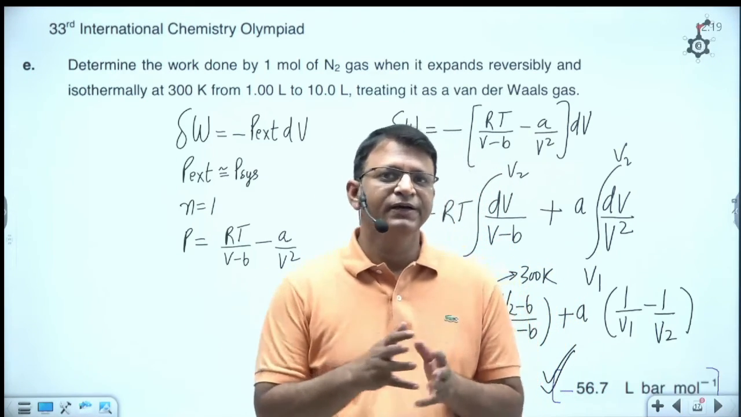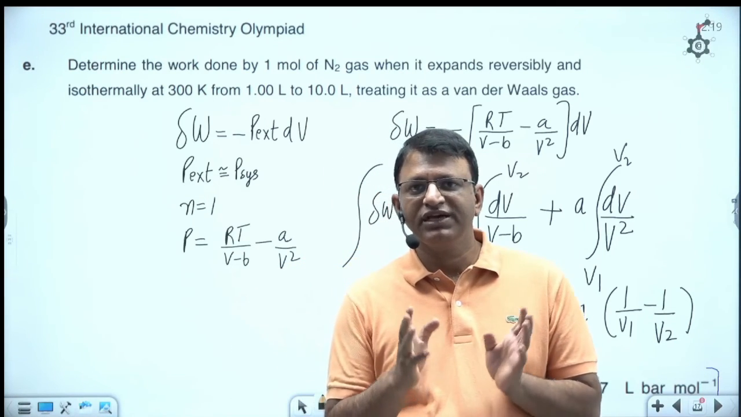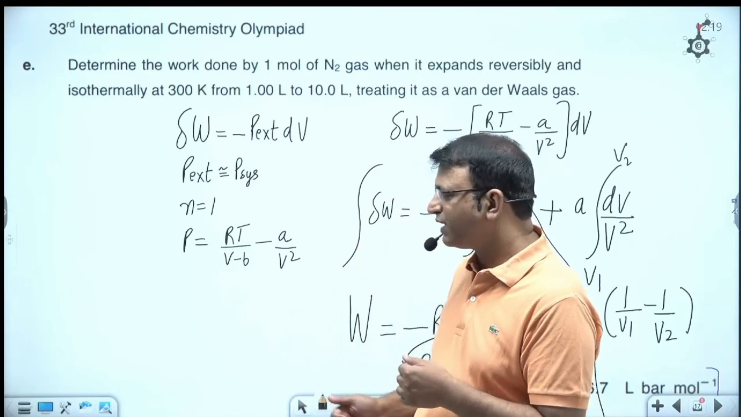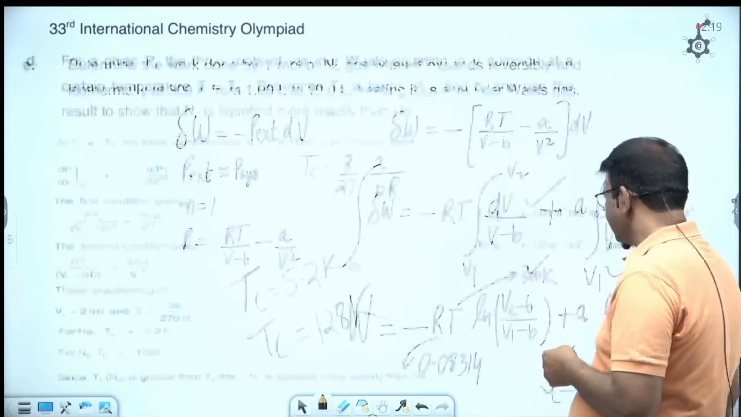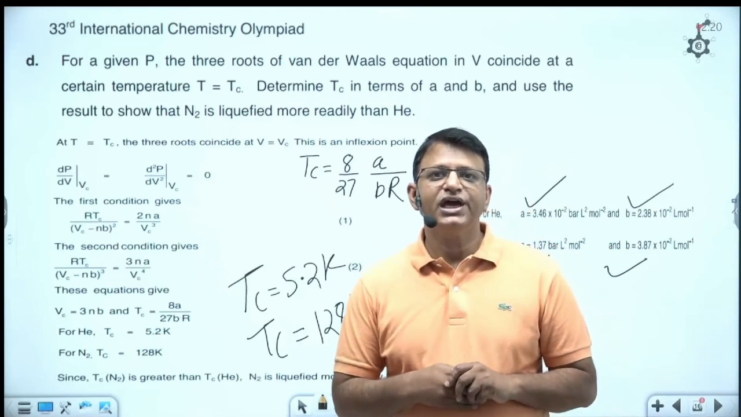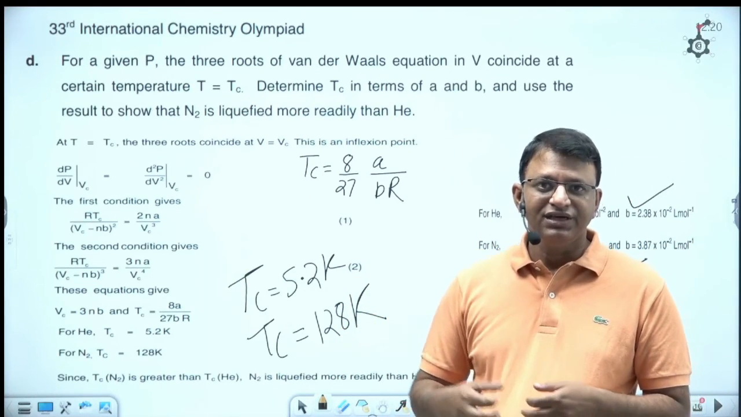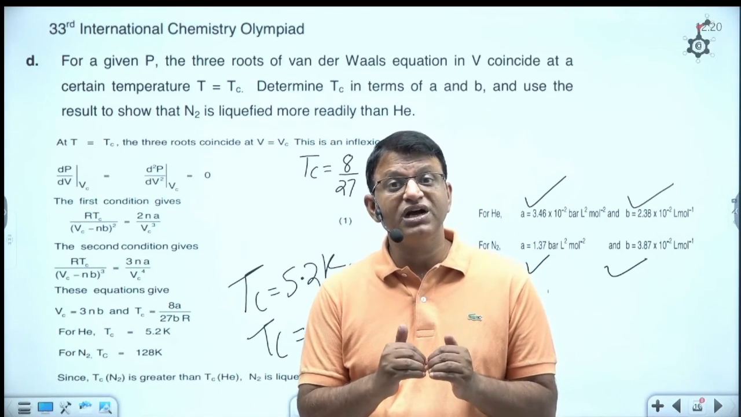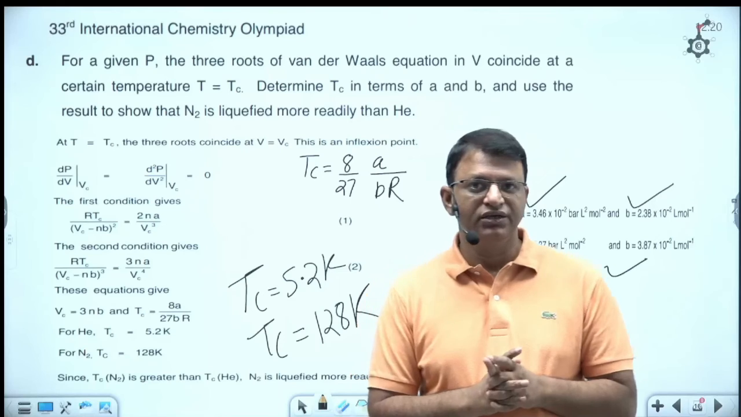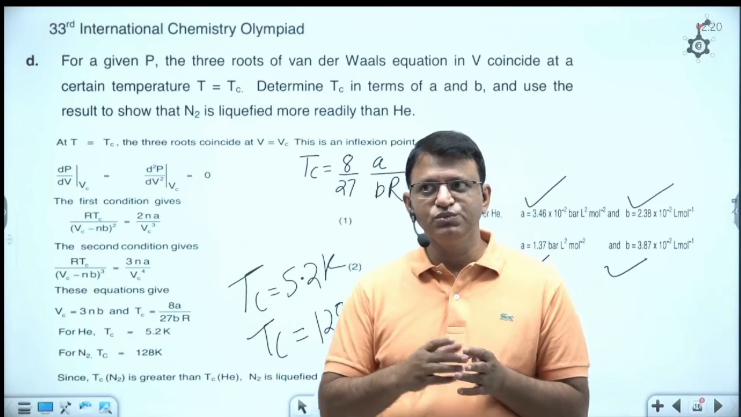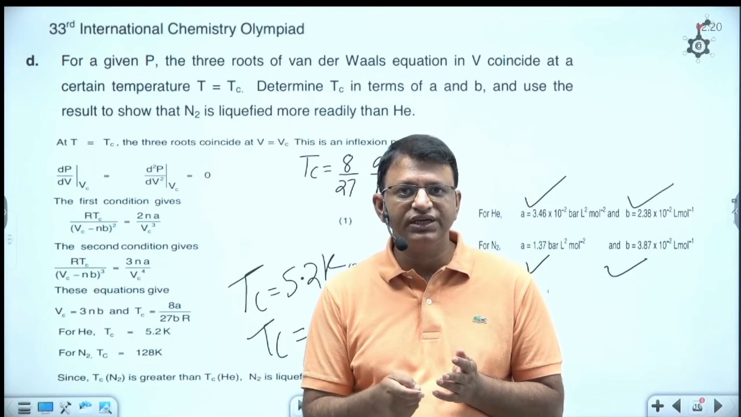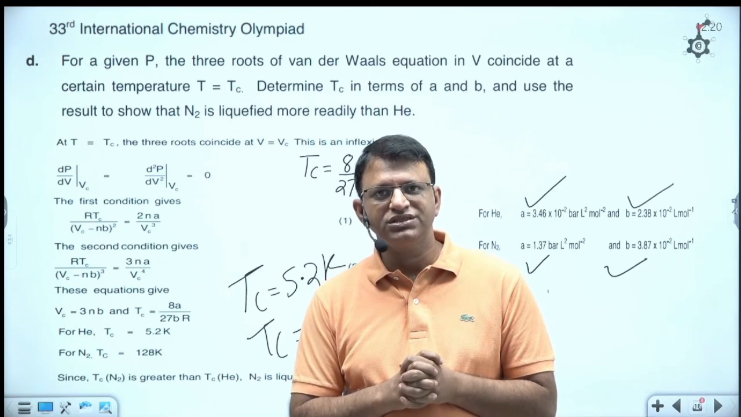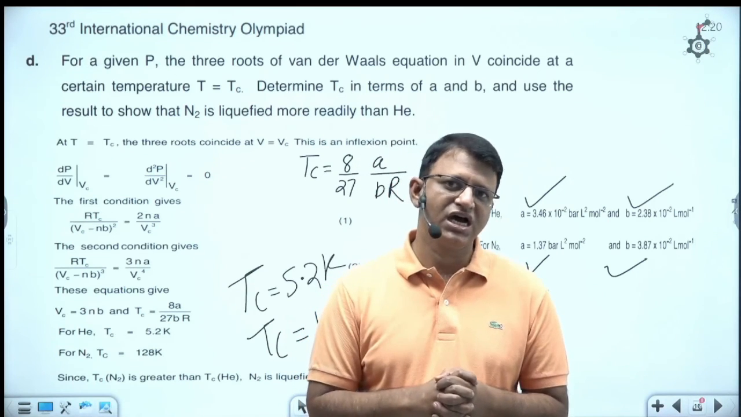I have told you that the critical temperature for helium gas is very low, near about 4 Kelvin. In the calculation, you have seen in the last part, the critical temperature we calculated is 5.2 Kelvin. So it is telling that between hydrogen and helium, the critical temperature of helium is lower than that of hydrogen gas. So from there also we can say that it is easier to liquefy hydrogen gas with respect to helium gas. Okay, the gas which has a higher critical temperature is easier to liquefy.